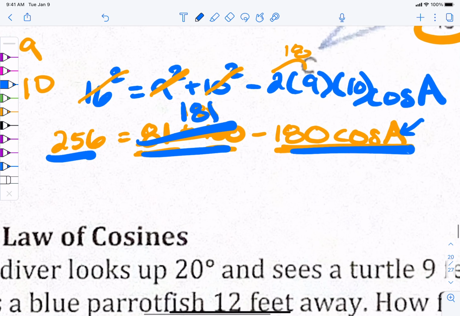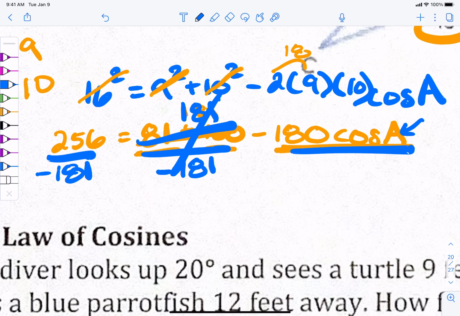What can you move? Wait, so the 181 is part of the cosine. Yes, the 181 is part of the cosine. Can you add it over to the other side? Not quite. That's not what I would move. I would subtract this 181. What's 256 minus 181?